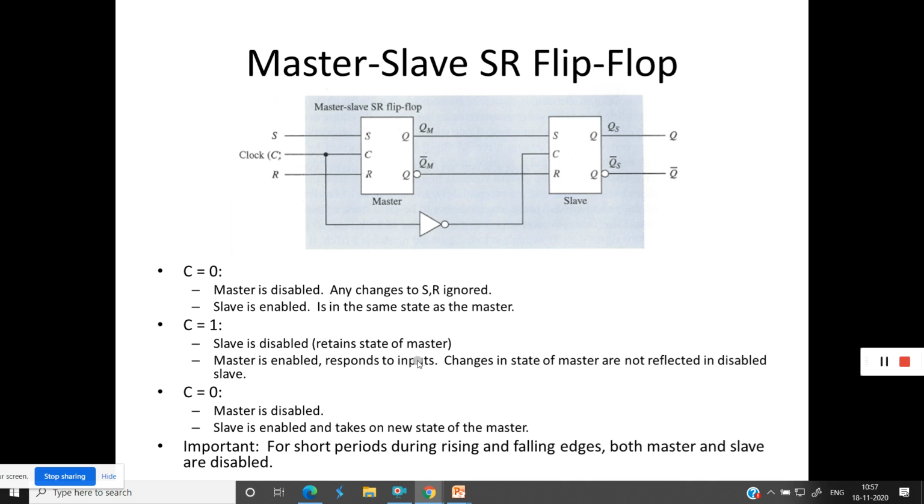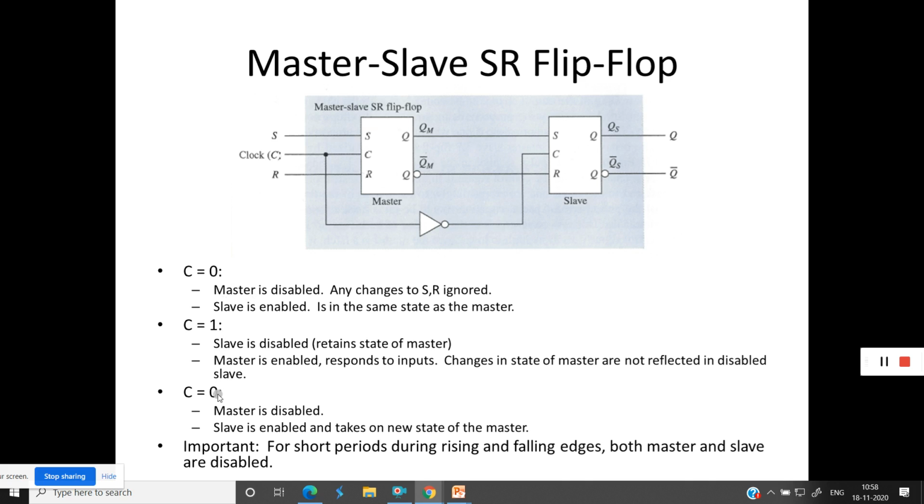Response to the inputs S and R, changes in state of master are not reflected in disabled slave. So what he is trying to tell is, C is 1 here. Whenever there is a change in the S and R, it will reflect on QM and QM bar. If this is 1, what happens? There is an inverter connected. Because of this inverter, if this is 1 here and 0 here, this 0 will be applied to this C. So the slave section is disabled. So whatever changes may happen in the master, it will not reflect to the slave when C is 1.